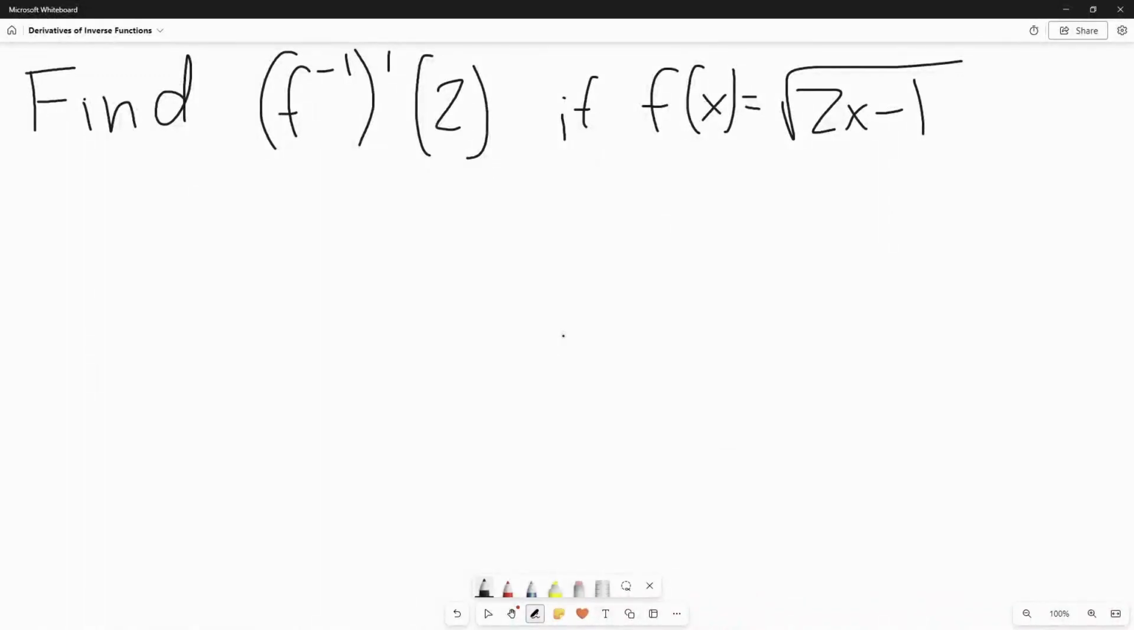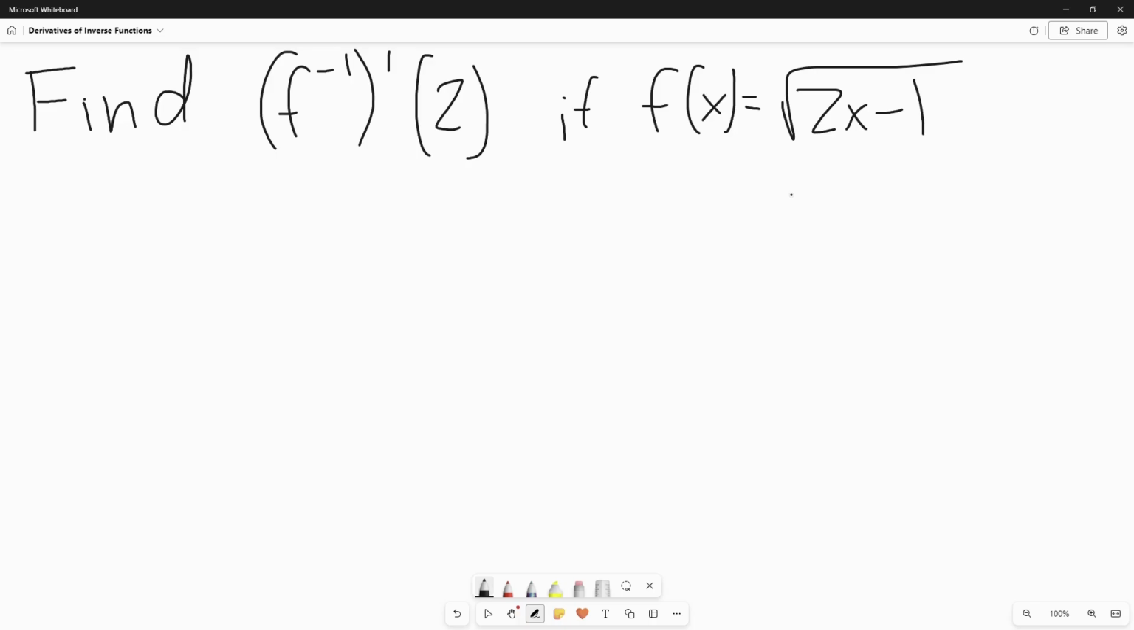Now, let's get into some practice problems. If you think you know how to do this one, pause the video and do it. This one says, find f inverse prime of 2 if f of x equals the square root of 2x minus 1. So we can do either method, either rewriting it as y equals the function and then doing the inverse thing, or finding the derivative of this and taking the reciprocal.